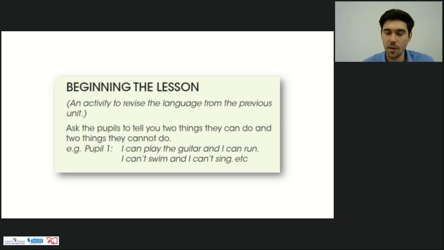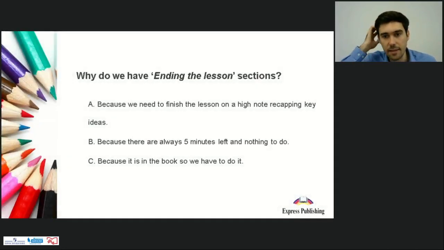Okay, so question 2. In the same way that we have beginning the lesson sections, why do we have ending the lesson sections? We have 3 options here. The first option, because we need to finish the lesson on a high note, recapping key ideas. B, because there are always 5 minutes left and nothing to do. Hopefully in most classes this wouldn't be our normal situation.